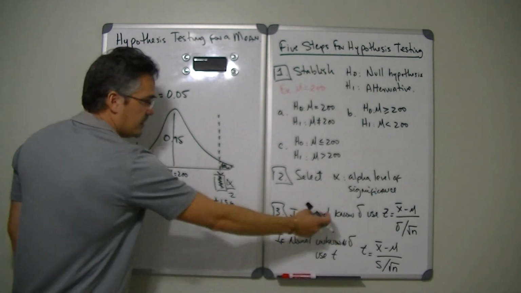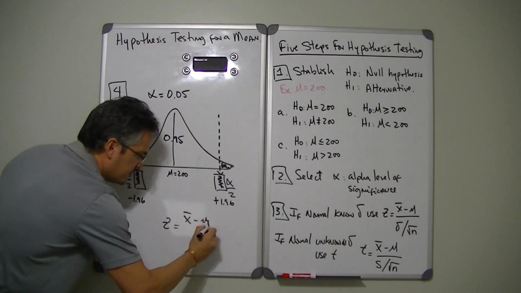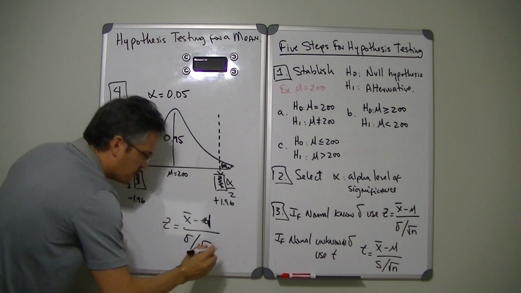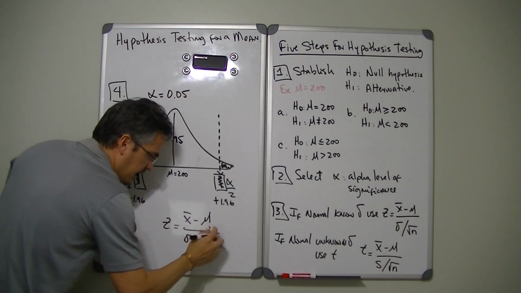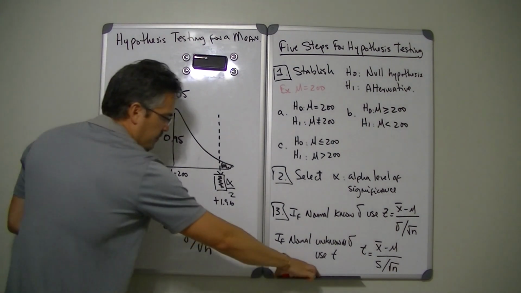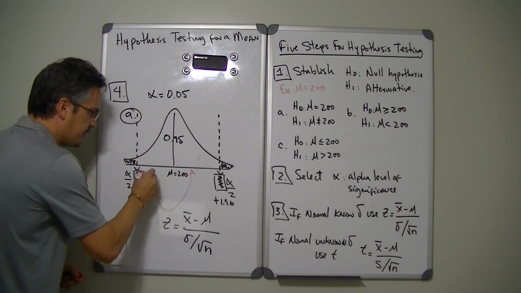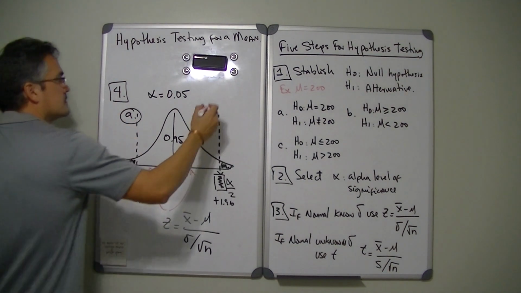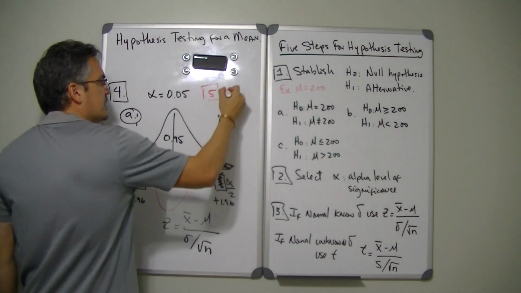Now, on 4, we're also going to be running the test statistic. If we happen to know sigma, then we're going to run our test statistic Z equal to x bar minus mu over sigma divided by square root of n. And then once we run our test statistic, we're going to get a number. If that number falls inside this area, then for step number 5, we're going to say we do not reject H0.